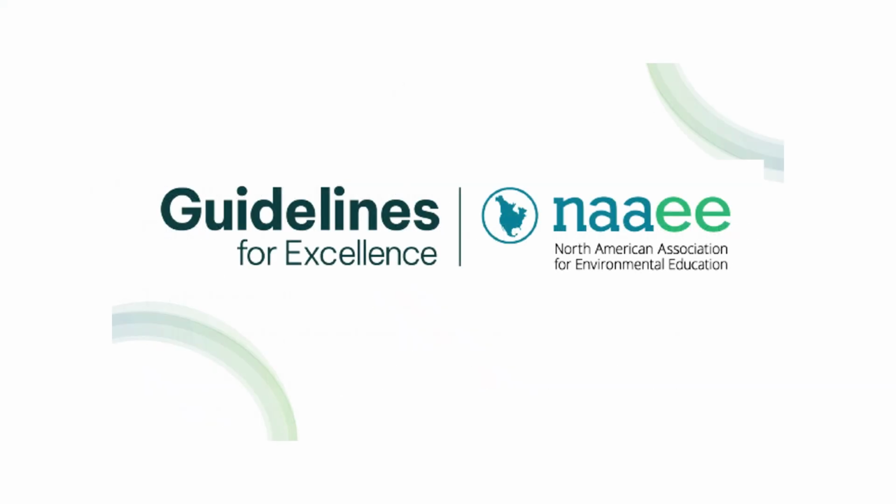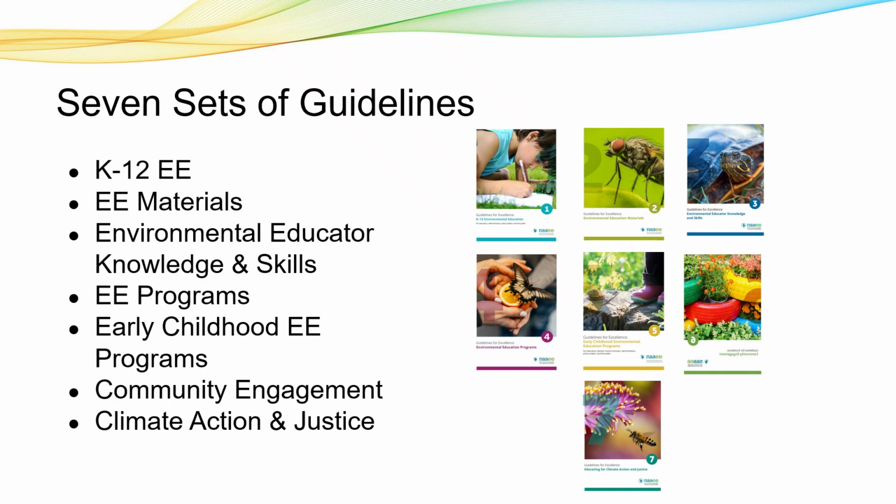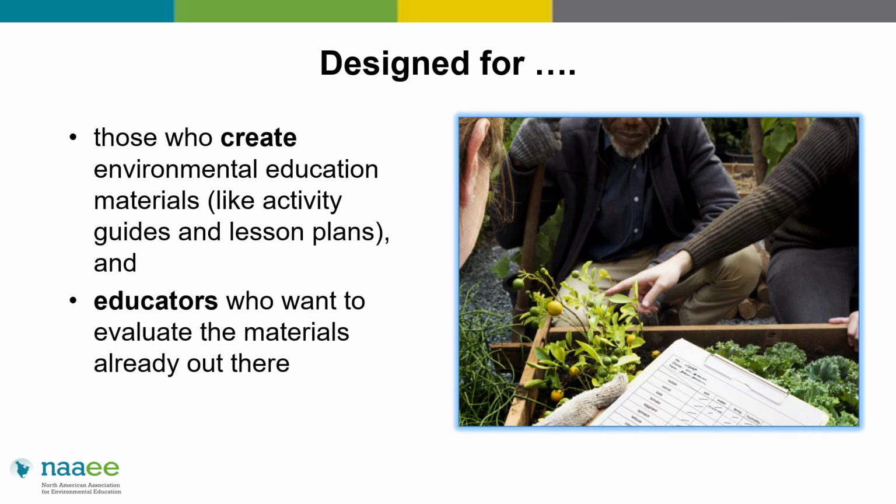The materials guidelines are part of the Guidelines for Excellence series, which is an initiative of NAAEE. There are 7 sets of guidelines. Each addresses an important aspect of our environmental education practice. The materials guidelines were designed for those who create environmental education materials like activity guides and lesson plans, and for educators who want to evaluate the materials already out there.